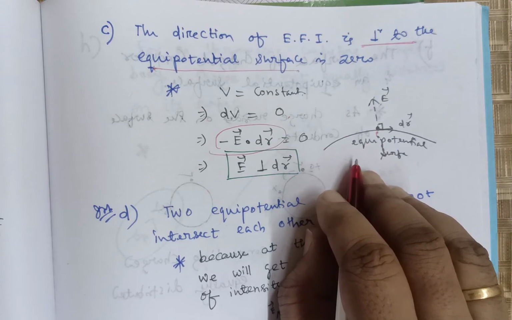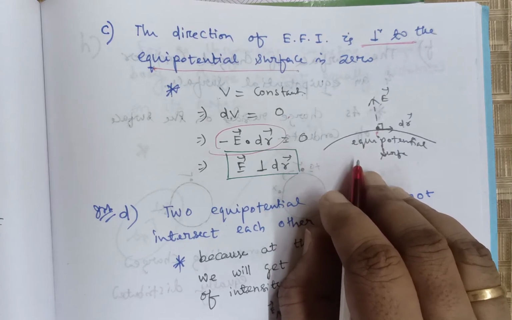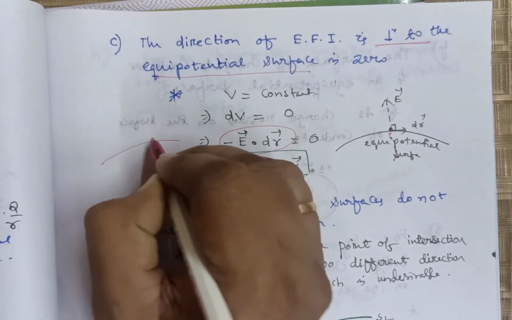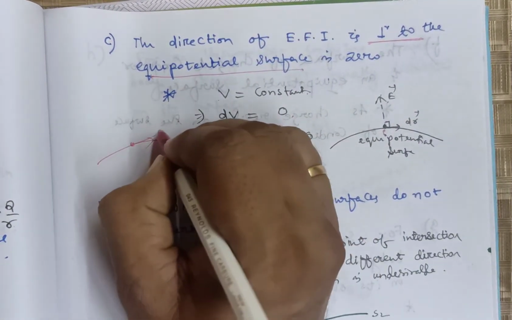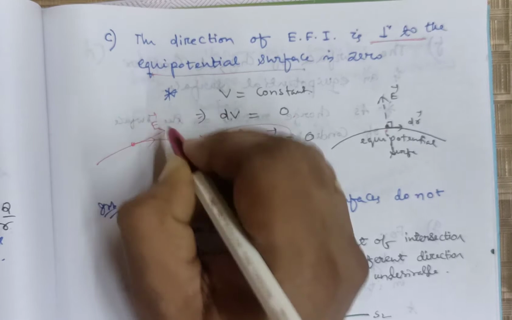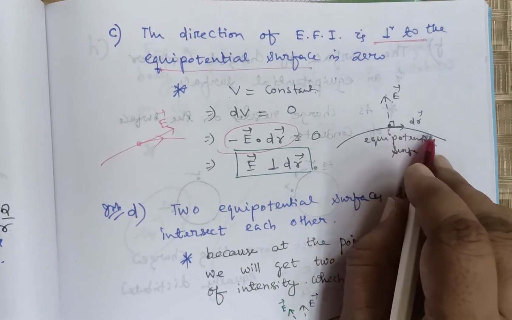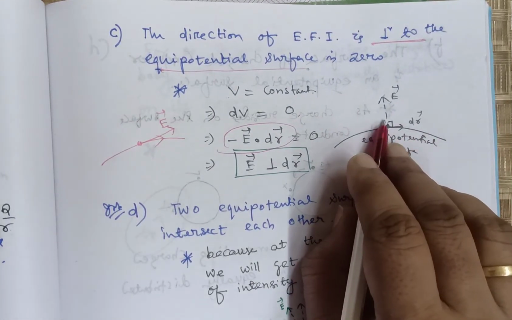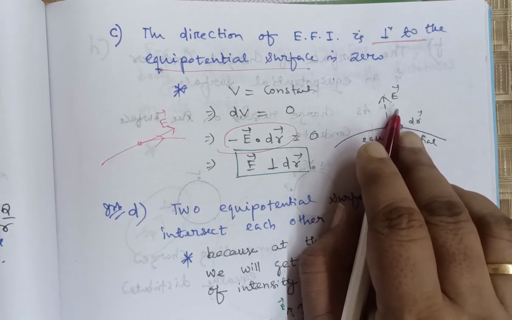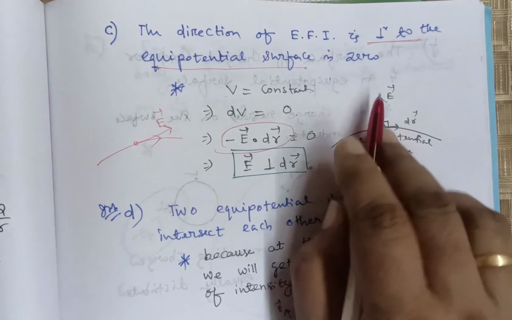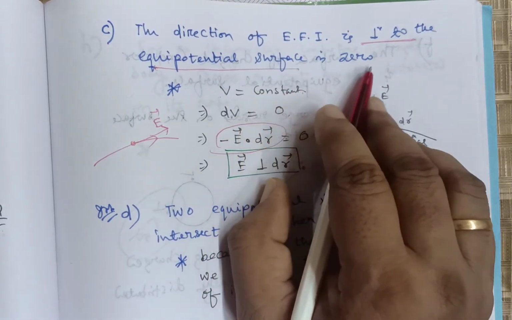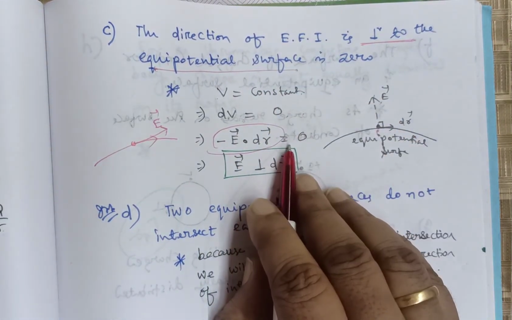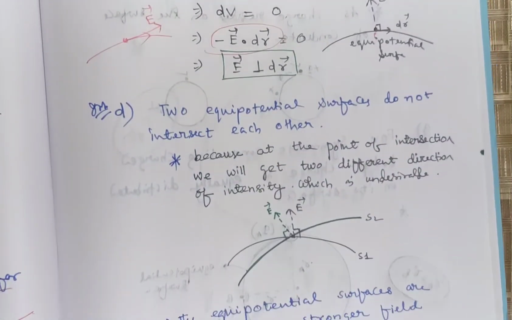But in the previous classes we know that if electric lines of force are given, at any point on it, how can you calculate the direction of electric field intensity? By drawing the tangent. But for an equipotential surface, if you draw the perpendicular, then you find the direction of intensity. That's why the direction of electric field intensity is always perpendicular to the equipotential surface. This is your proof.